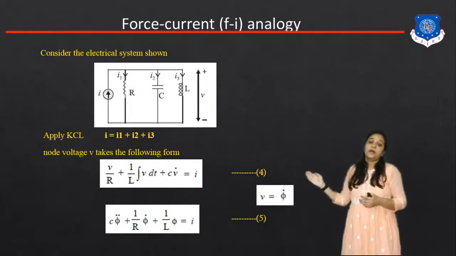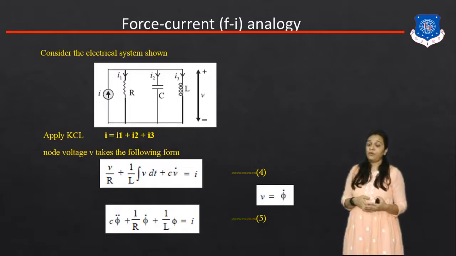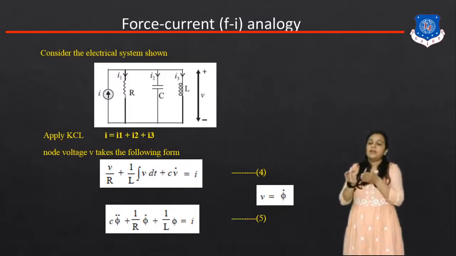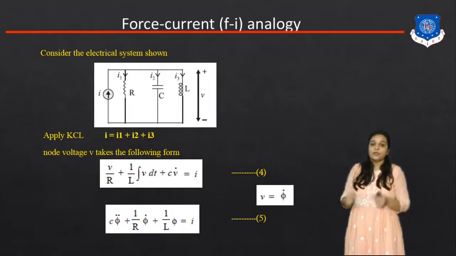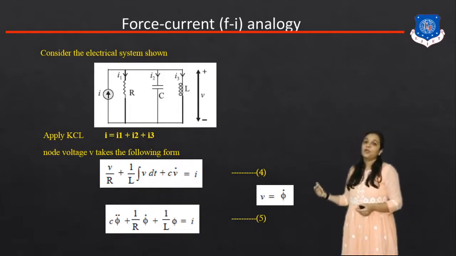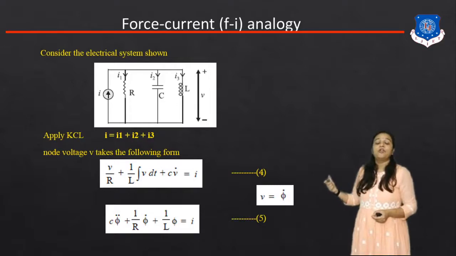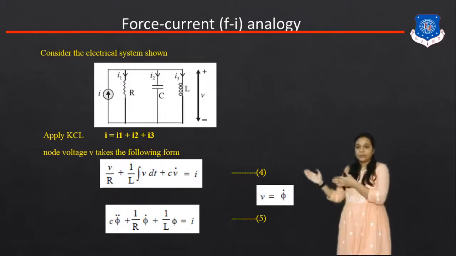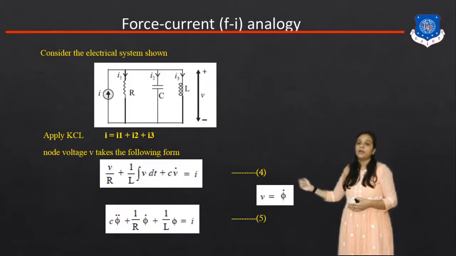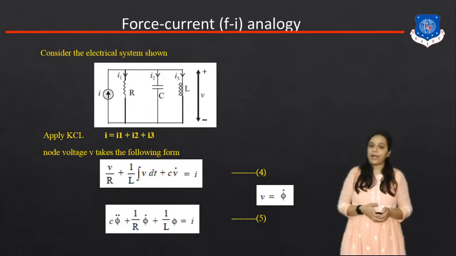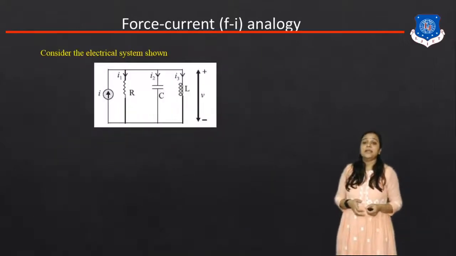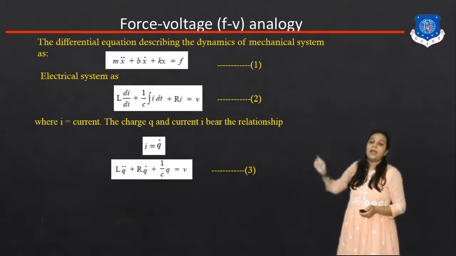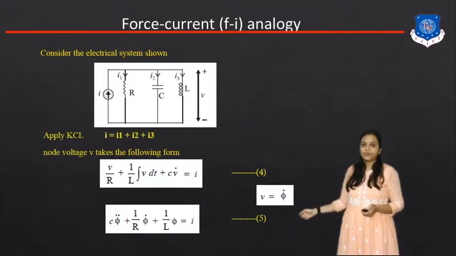Now the same logic will be applied. We have to get a similar equation for the mechanical system. So for that we can put V is equal to d phi by dt, where phi is the flux, so V is phi dot. So we can convert equation 4 and get C phi double dot plus 1 by R phi dot plus 1 by L phi is equal to I.